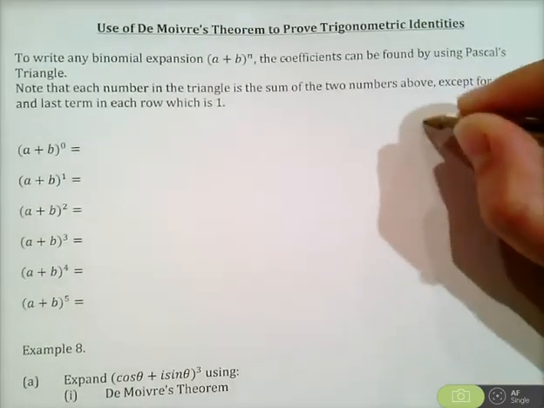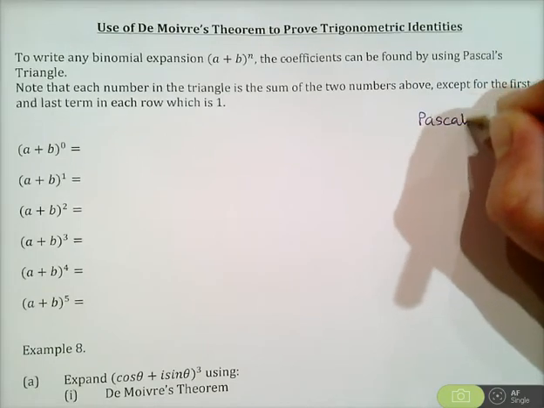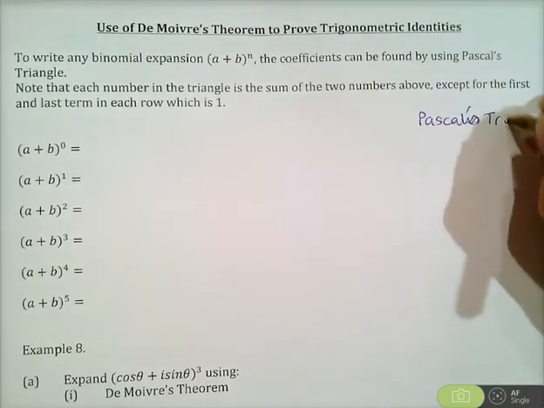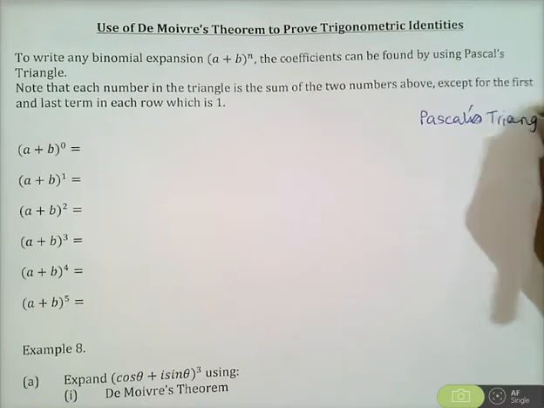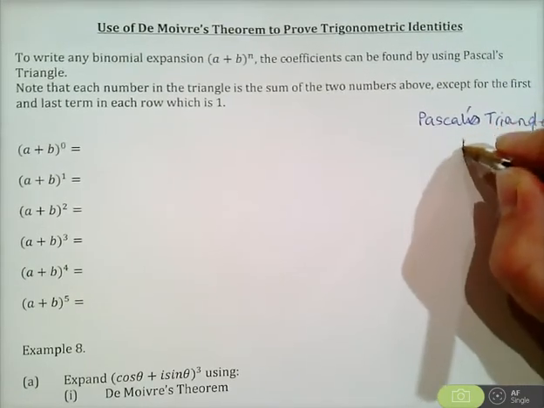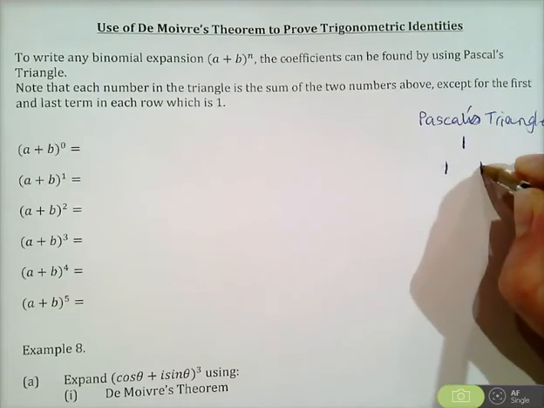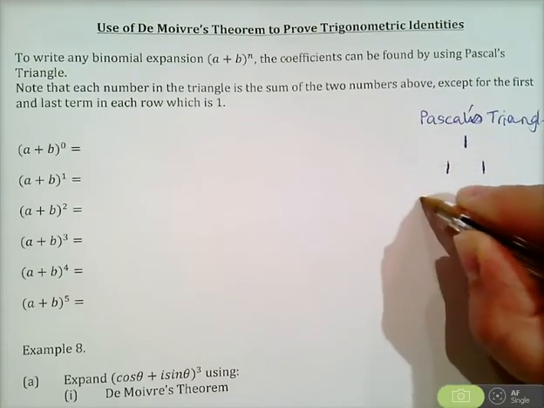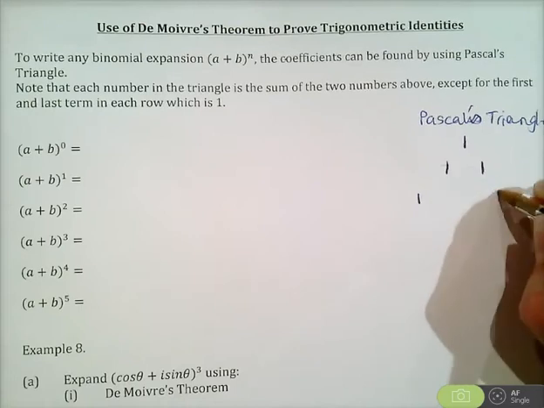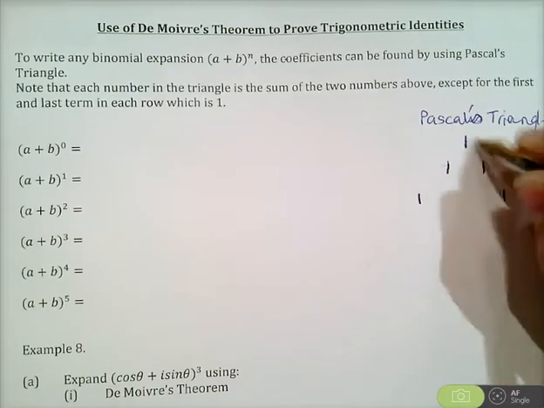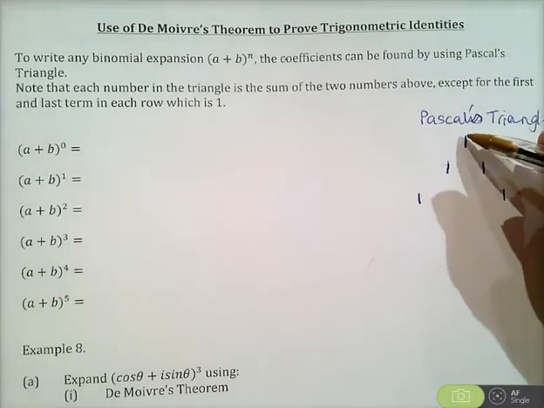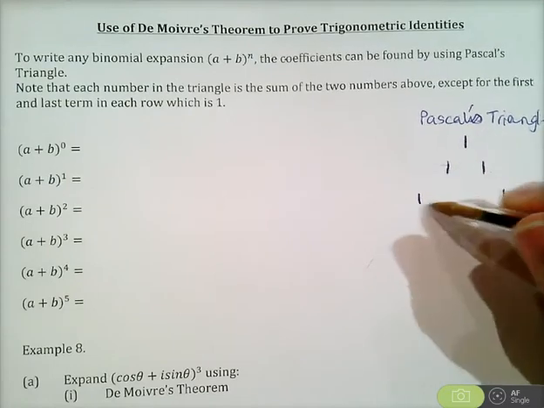Look over here at Pascal's triangle. Pascal's triangle starts with a 1 at the top, and then we've got a 1 on either side, and then a 1 and a 1 on the outside. So you've got all 1s on the outside of Pascal's triangle. You start with a 1 at the top, then two 1s, then 1 and 1.